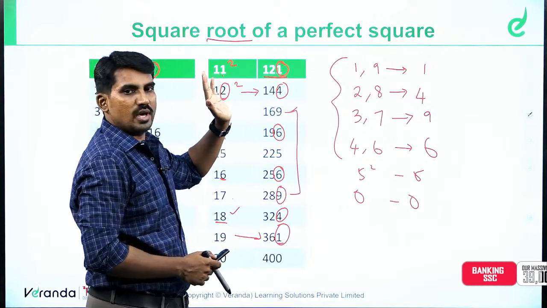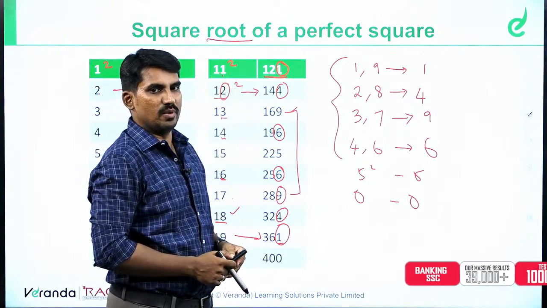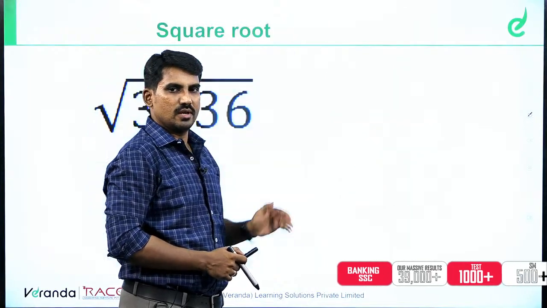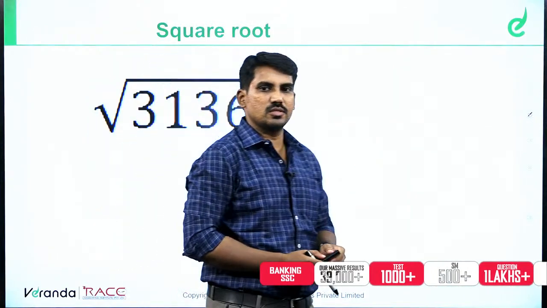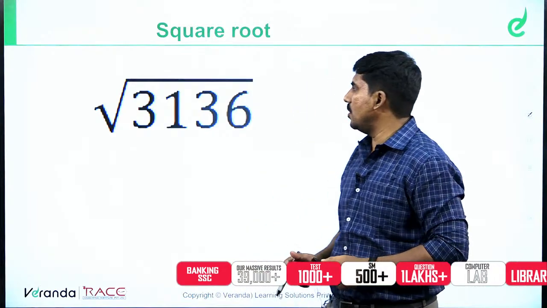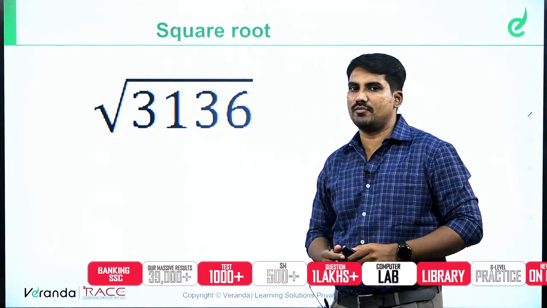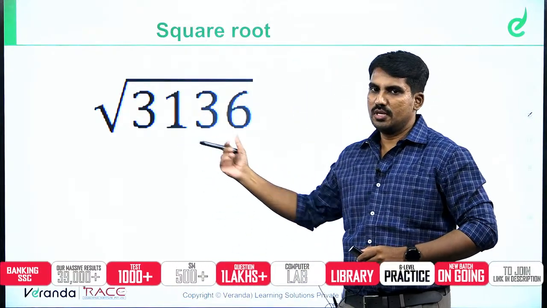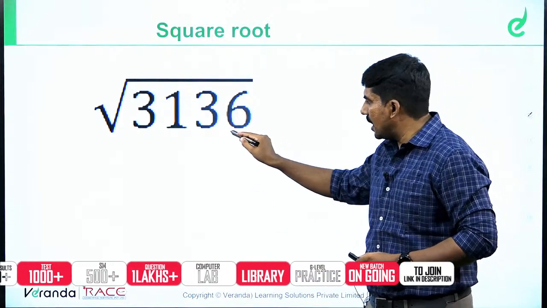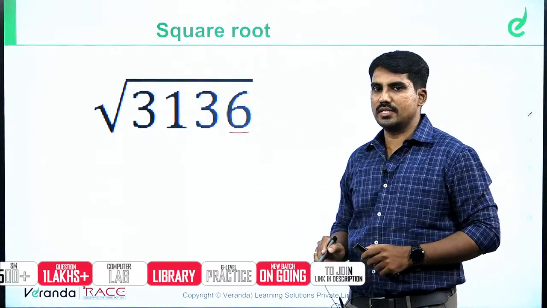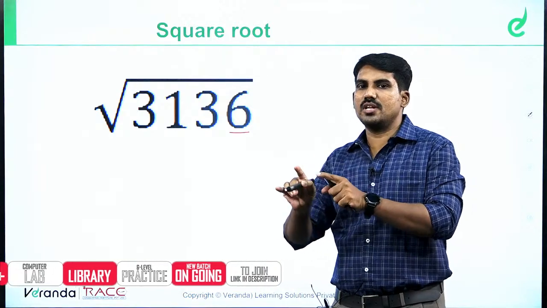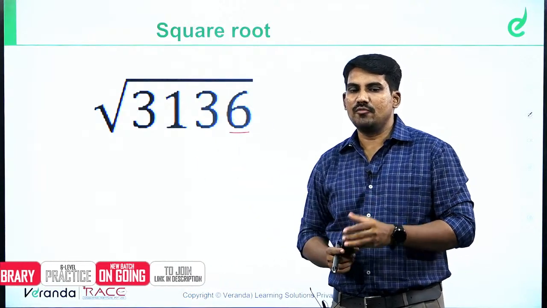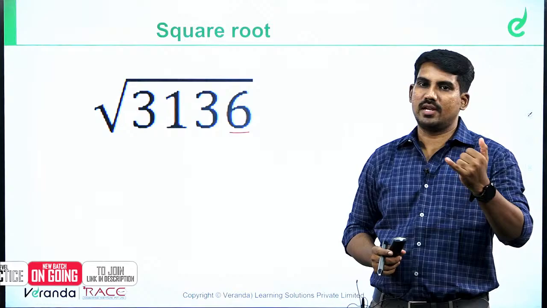Now we are going to find the square root of a number with this basic. This square root we have to find out: 3136, the square root of this. First, see the last digit of this number, 6. Which number's square ends with 6? If a number ends with 4, its square ends with 6.